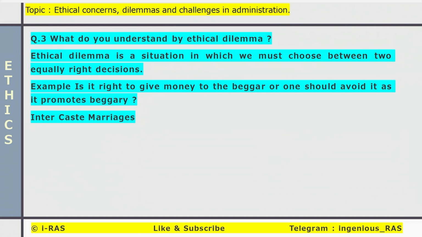Another example is intercaste marriages. There used to be honor killings in some states of India, but today there is greater acceptance towards intercaste marriages. It is an ethical dilemma. Let's go to the next question.